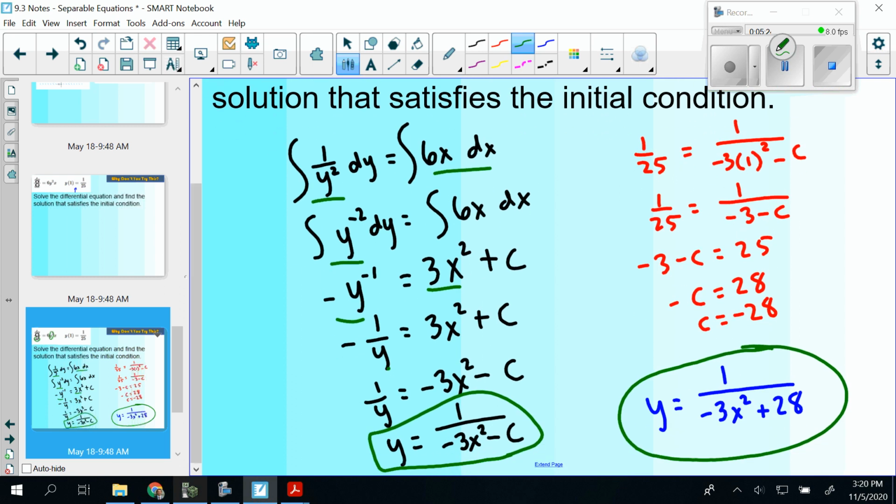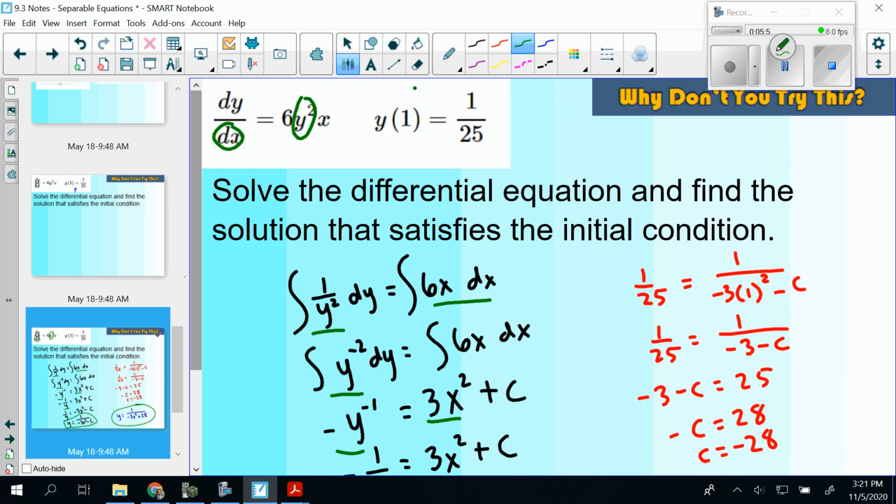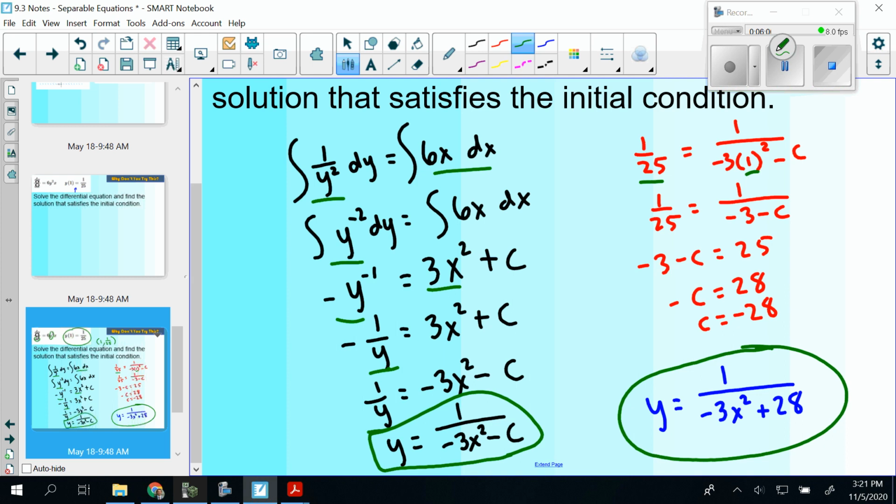If we keep going, I'm going to write that y to the negative 1 as 1 over y. Then I multiplied through by that negative to get this positive. And then if we multiply by y and divide by the other side, we end up getting that as our solution with some unknown constant. Now let's use that particular starting location right here to do this. So that's saying that our x here is 1 and our y is 1 over 25. So substitute those two numbers into our solution equation here, solve for c.